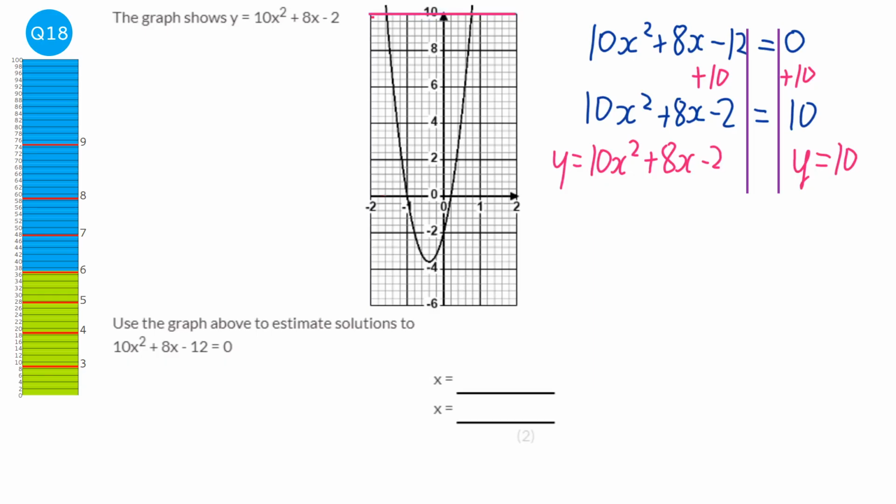So it comes down here, and it comes down here. So the values it comes down to are minus 1.6 and 0.8. And those are our solutions.